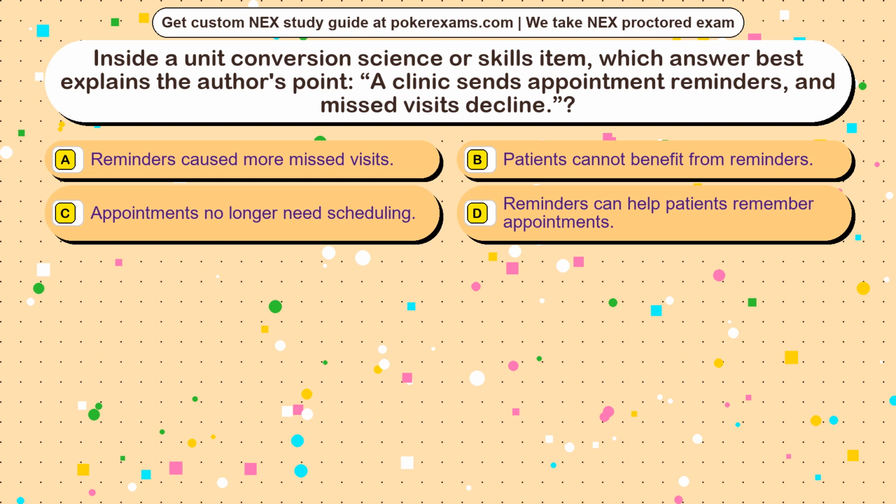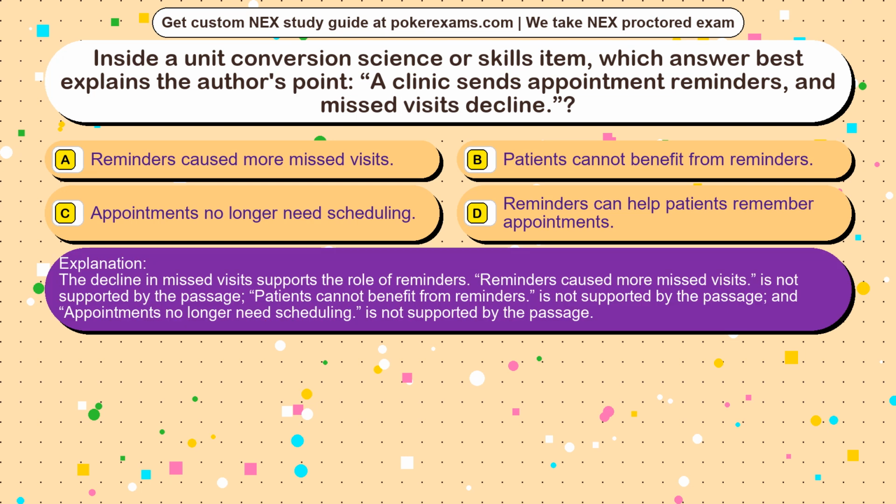The correct answer is option. The decline in missed visits supports the role of reminders. Reminders cause more missed visits, is not supported by the passage. Patients cannot benefit from reminders, is not supported by the passage. And appointments no longer need scheduling, is not supported by the passage.